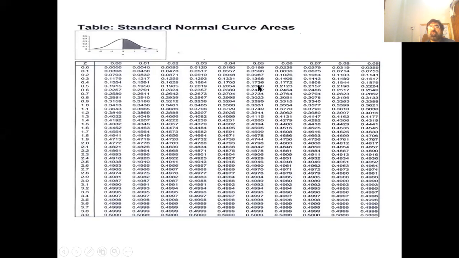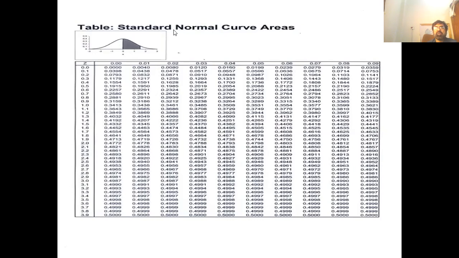Now let's see first the area. I don't think 0.2000 is anywhere in the table. 0.1915 and 0.21, 0.2019 and 0.1985. 0.1985 is the nearest area, and it falls below 0.02 and 0.5. So when we add up both the values, that becomes 0.52.